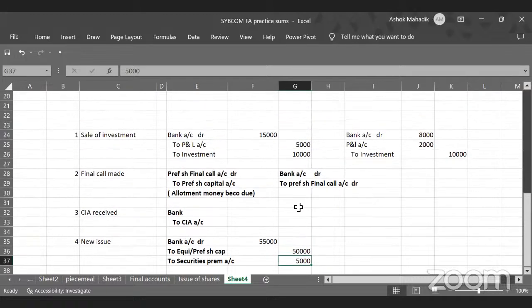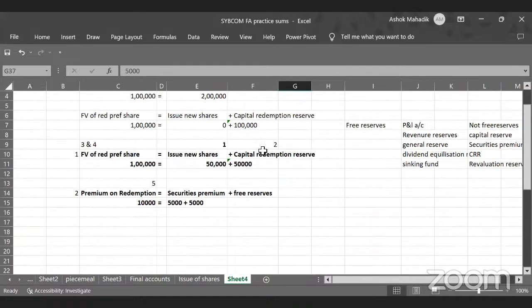Now what is the second entry? We have to create CRR. So we have created CRR worth 50,000. Whatever reserves you have used, say for example, you have used P&L and general reserve. Suppose you have used P&L account worth rupees 15,000 and 35,000 from general reserve.